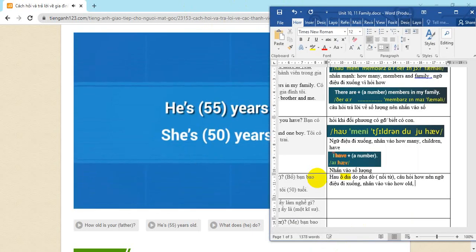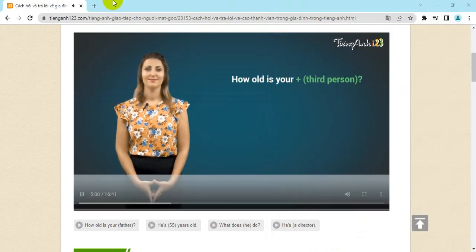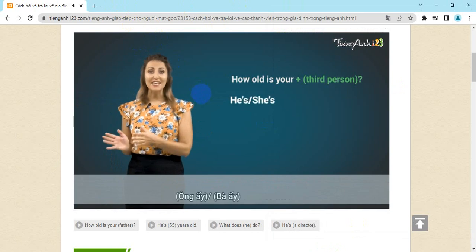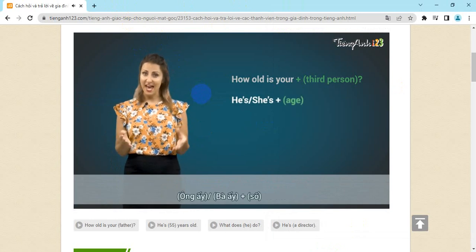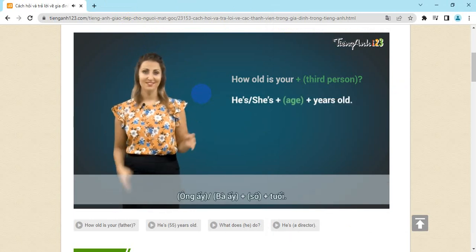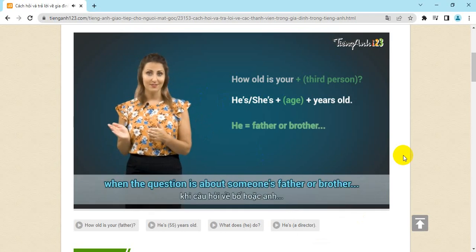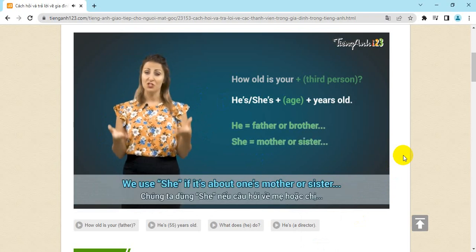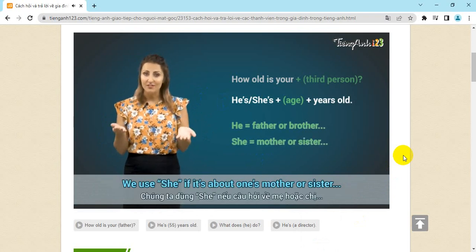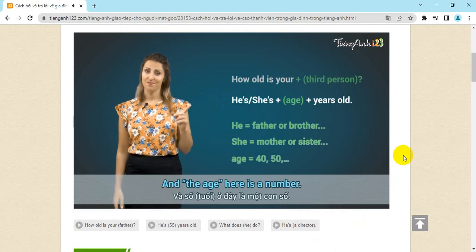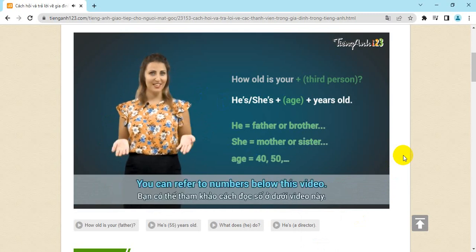He's 55 years old. She's 50 years old. The answer to this question can be he's or she's plus the age and years old. Remember that we use he when the question is about someone's father or brother. We use she if it's about one's mother or sister. And the age here is a number. You can refer to numbers below this video.